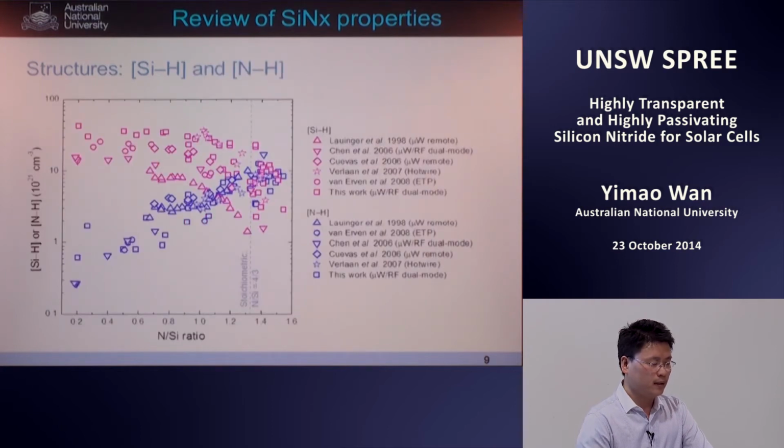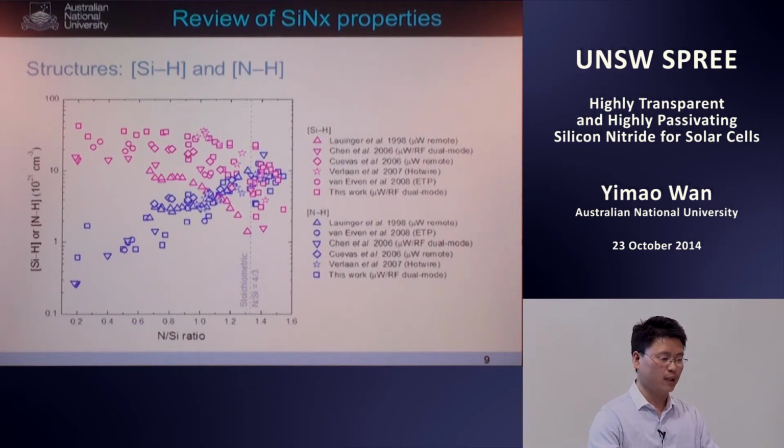And the next structure is hydrogen-related bonds, with the silicon-hydrogen or nitrogen-hydrogen. Yeah, it has quite a big experimental error range. The error can be from the experimental measurement or from the calculation, like different proportional constants used in the calculation.